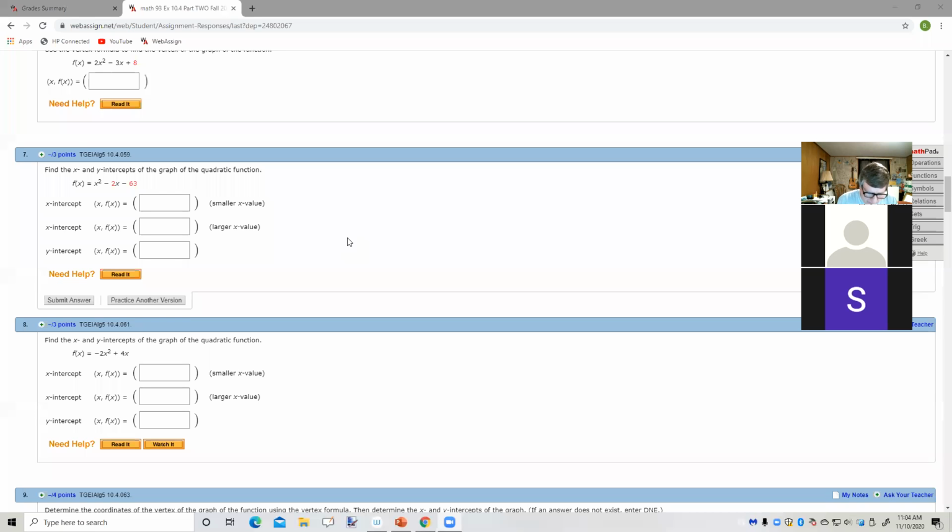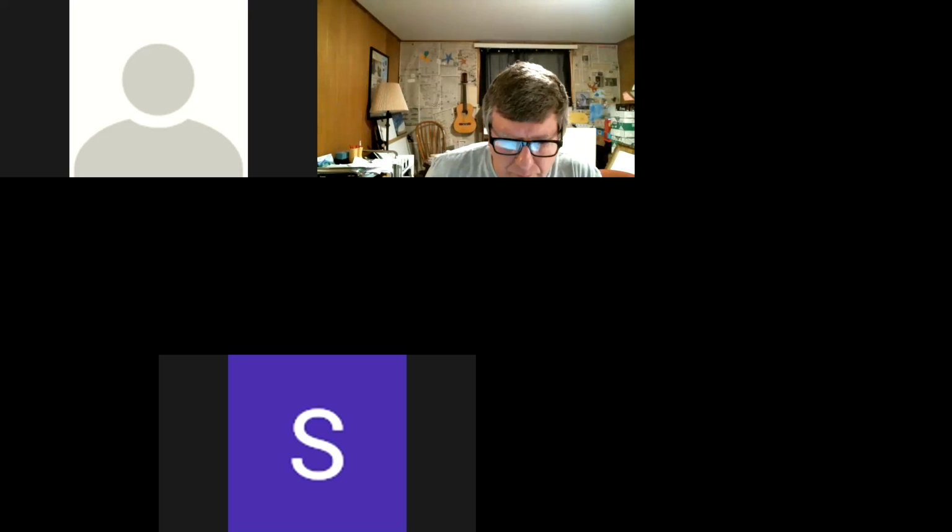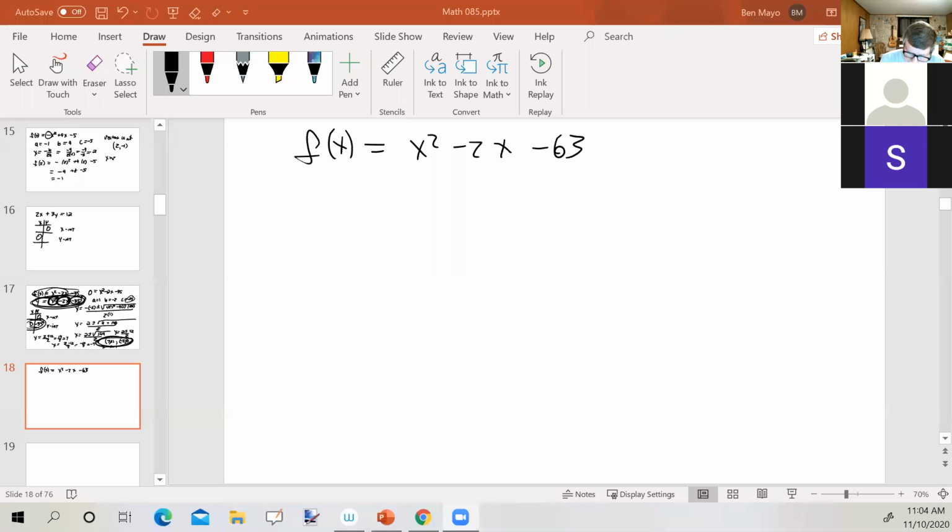So we're going to take a look at problem number 7. This is in your upcoming assignment, and it says find the x and y-intercepts of the graph of the quadratic function f of x equals x squared minus 2x minus 63. So I'm going to set it equal to 0. Y equals 0 will give me the x-intercepts.